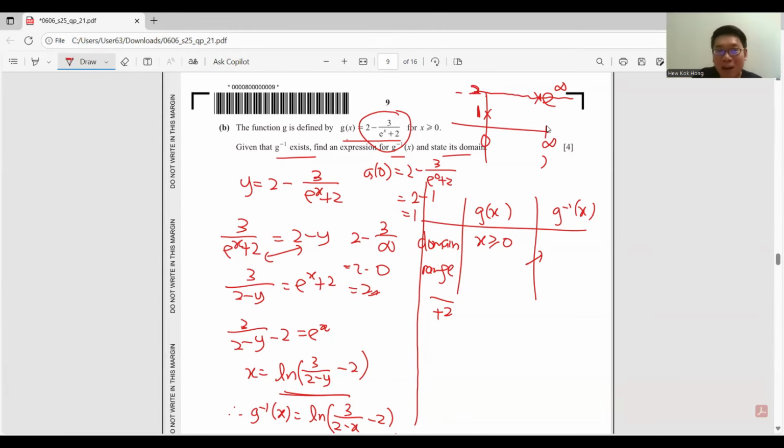Then we can confirm that from 1 when x equals 0, we have the include symbol. And then it will go to 2, here not included. If we know this, we will know the domain for my g inverse, which is in between 1 to 2, and the symbol here has an equal sign, here doesn't have an equal sign.